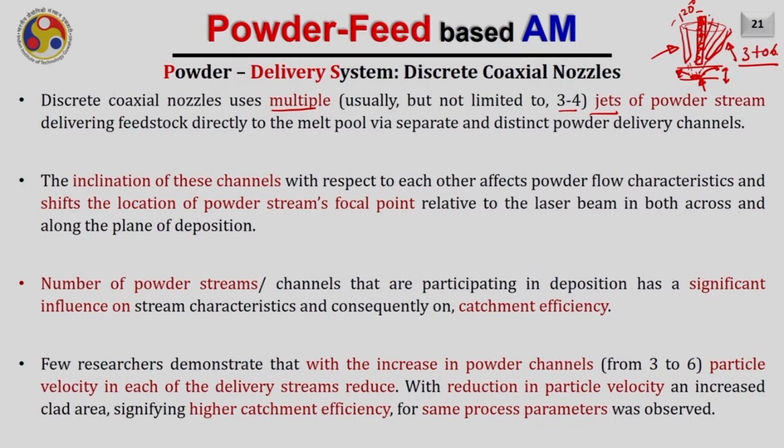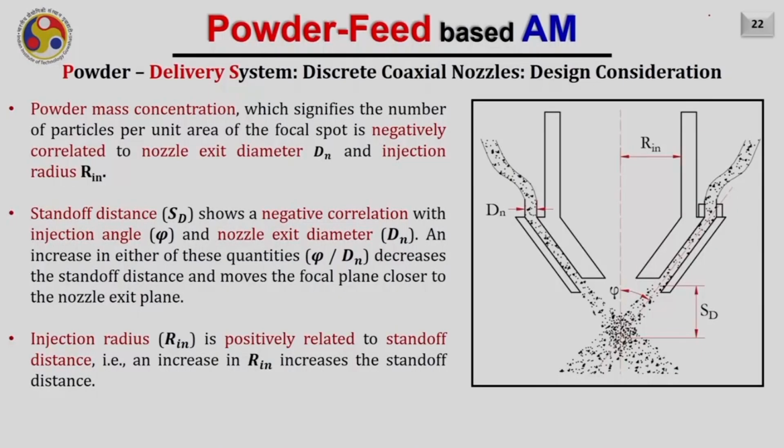So, in this case again we are delivering the powder in a coaxial manner, but here, instead of having a conical nozzle, multiple nozzles are used. It is basically an approximation of the conical nozzle, but there are a few advantages of using this type of nozzle. Before that, let us discuss a little bit about the design considerations for a discrete coaxial nozzle.